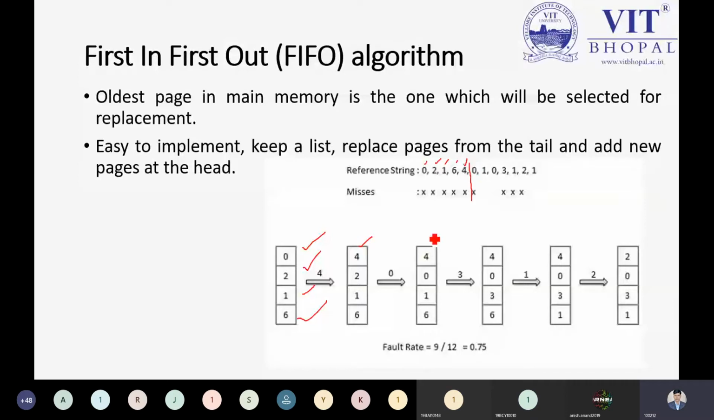Now when the page 0 is coming to the page table, what happened at that time? The current page table holds the pages 4, 2, 1, 6. So this page is not already in our page table. So we will look at 4216. Which one is the oldest page? Definitely 2. So 2 will be replaced by the 0, so here we will change over here.